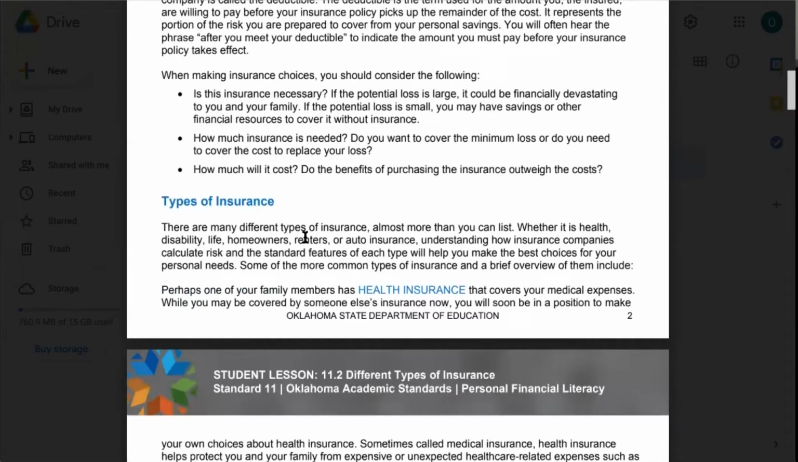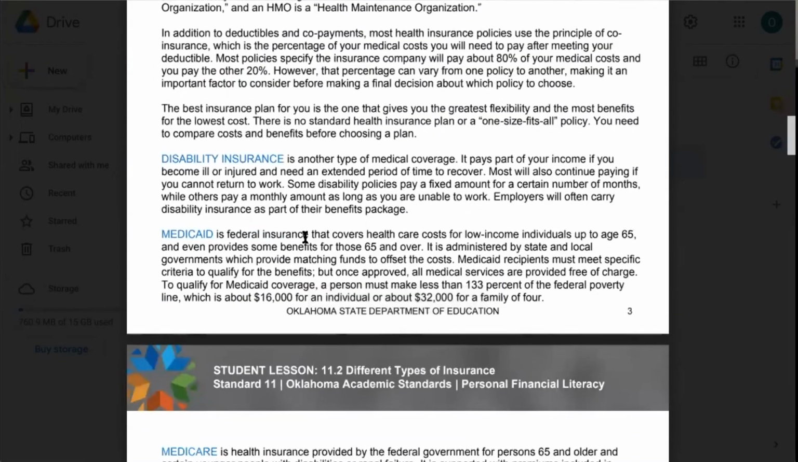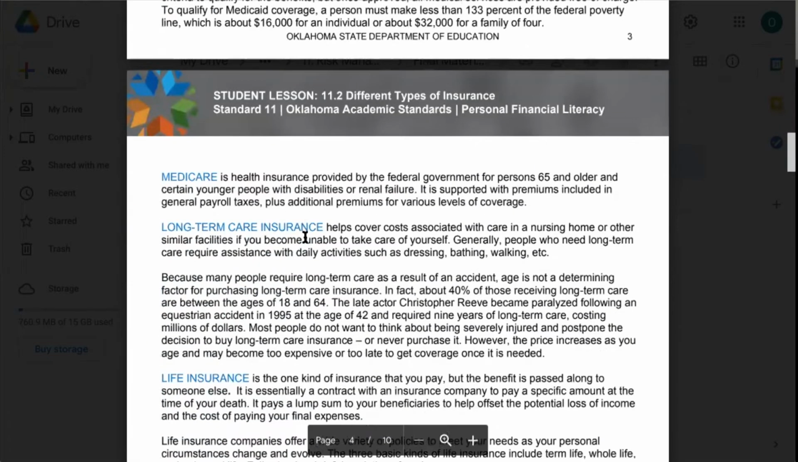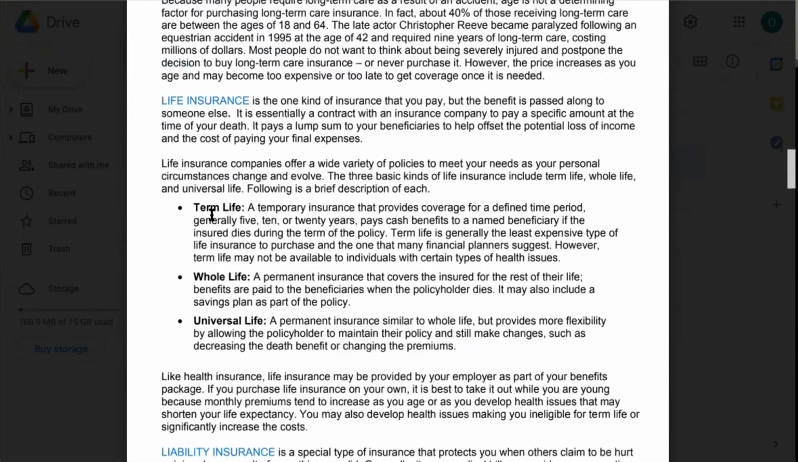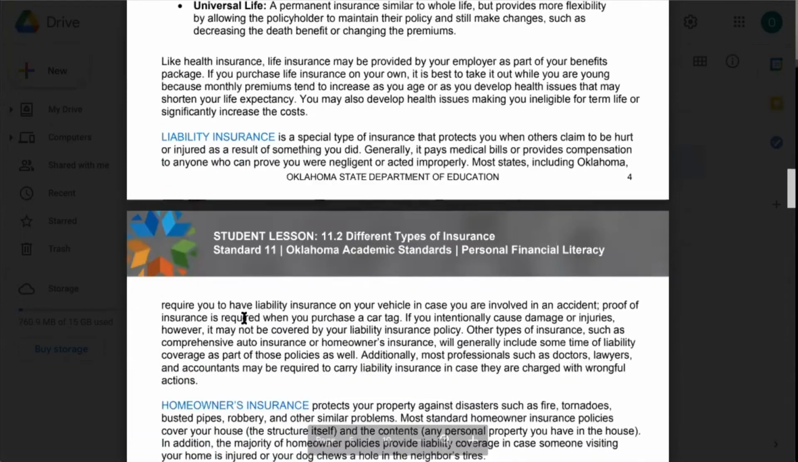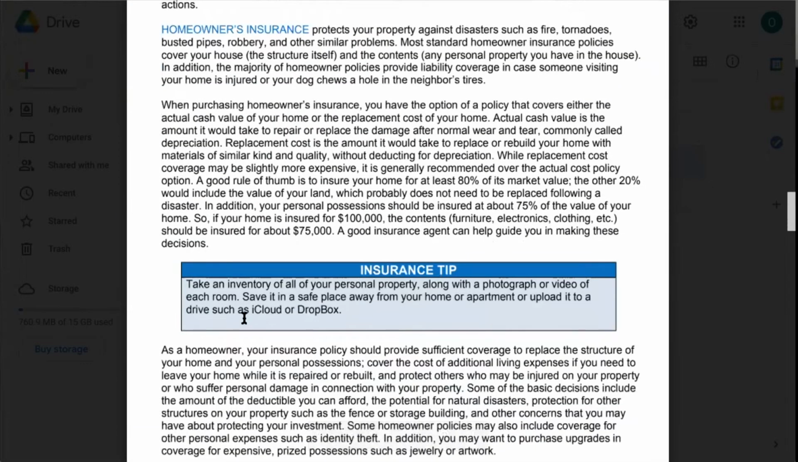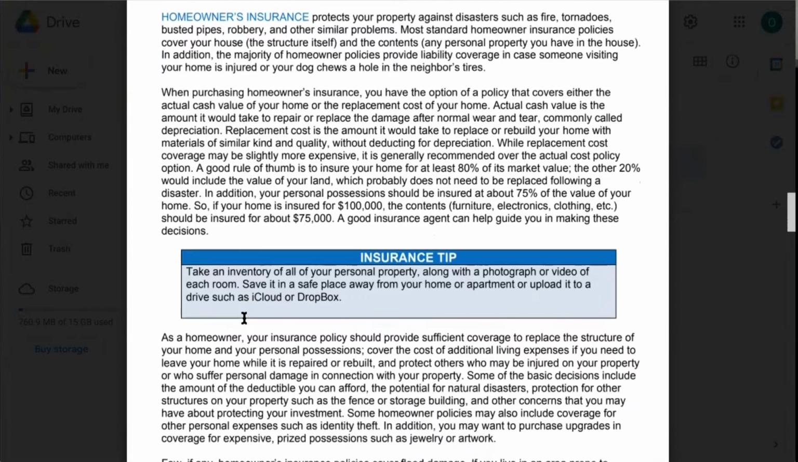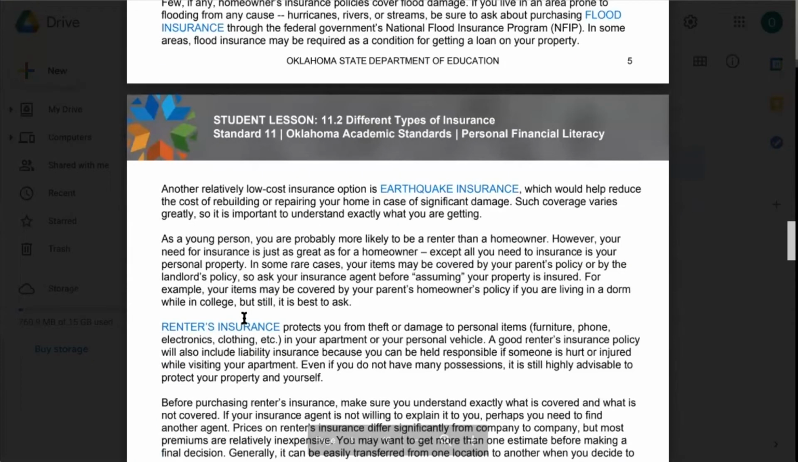And then we go into types of insurance. Again, we're looking at health insurance. Then we go into disability insurance, Medicaid, Medicare, long-term insurance, life insurance, and the different options with life insurance: term life, whole life, and universal life, and liability insurance, homeowners insurance. So lots of stuff going on there. This is a lot of vocabulary and a lot of different concepts for our students to grasp and to understand. And then it goes into other insurance as well.